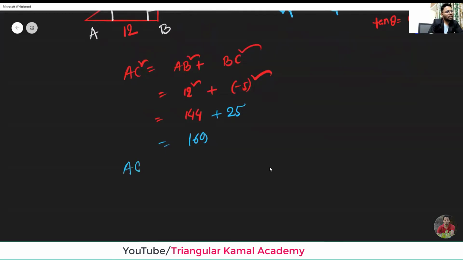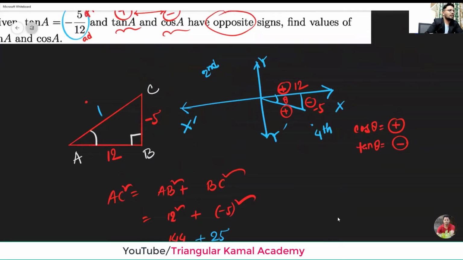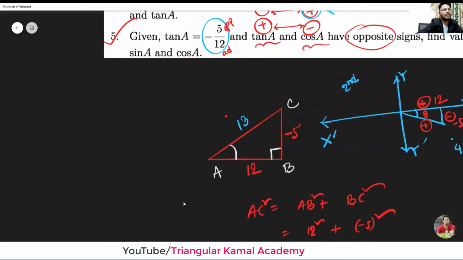So now what is the value of AC? AC is the hypotenuse, which is always positive, so we write only the positive value, which is 13. That means AC is 13. So now what is our requirement here? Find the value of cos A and sin A.